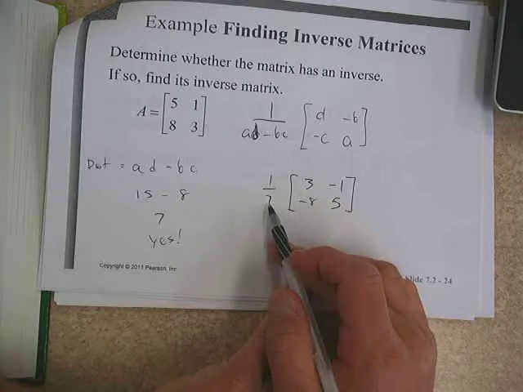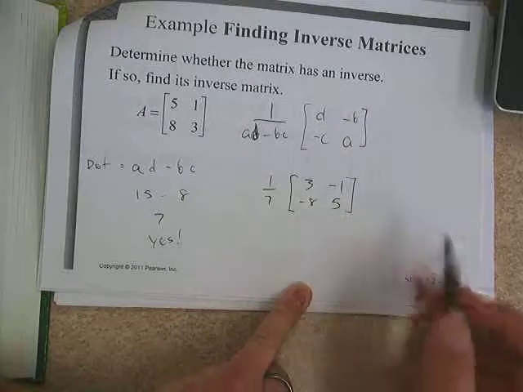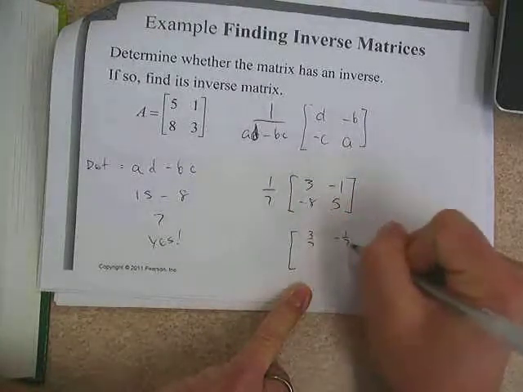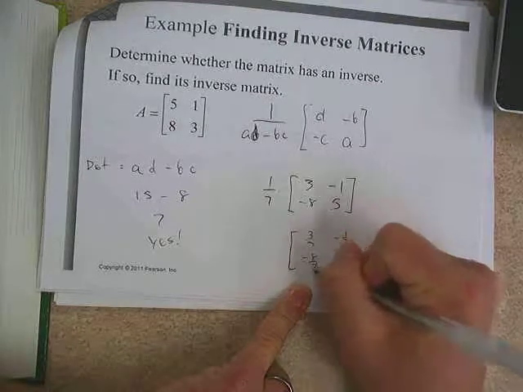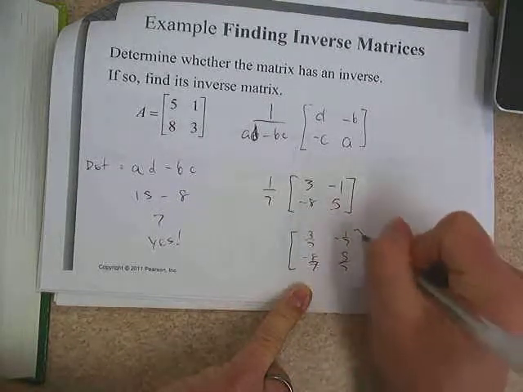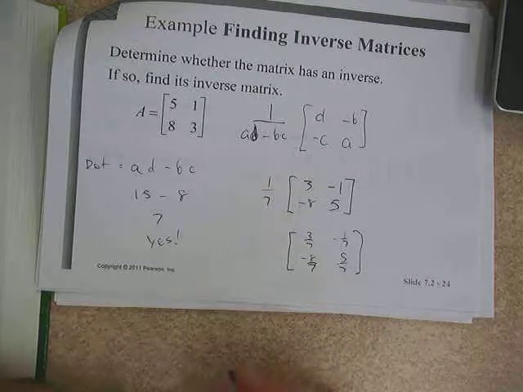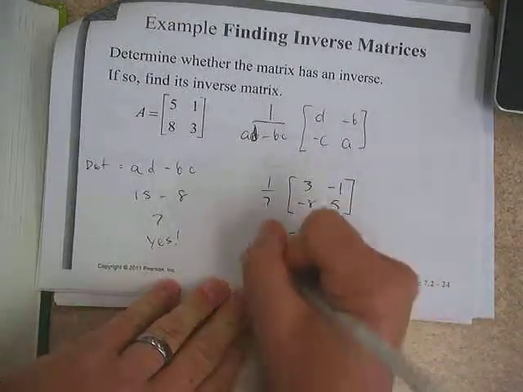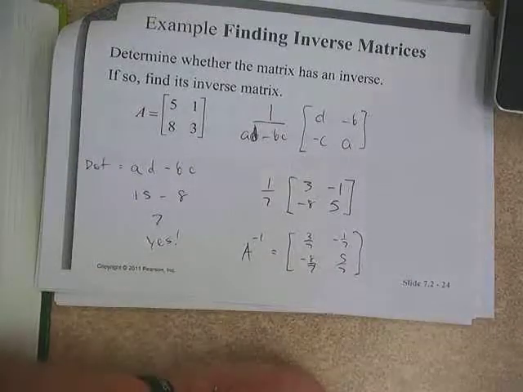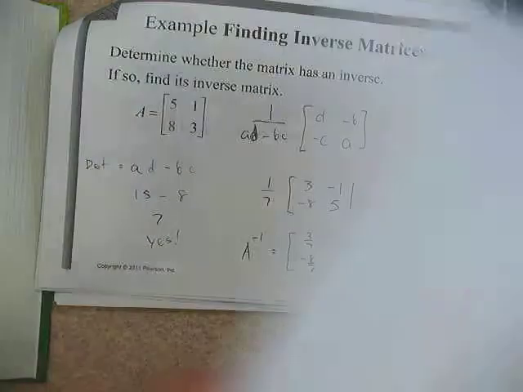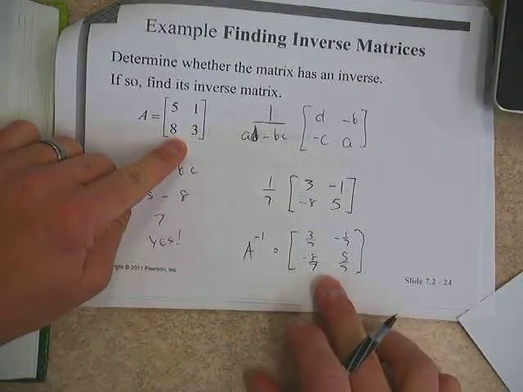Okay. And then to actually get the inverse, remember this is like having a scalar multiple out in front. We learned on Friday that if we have a scalar multiple out in front, we could just multiply the scalar multiple by each of the entries individually. So my final answer here will be 3/7, negative 1/7, negative 8/7, and 5/7. Fair enough? Okay. So our claim is that this matrix is A inverse.